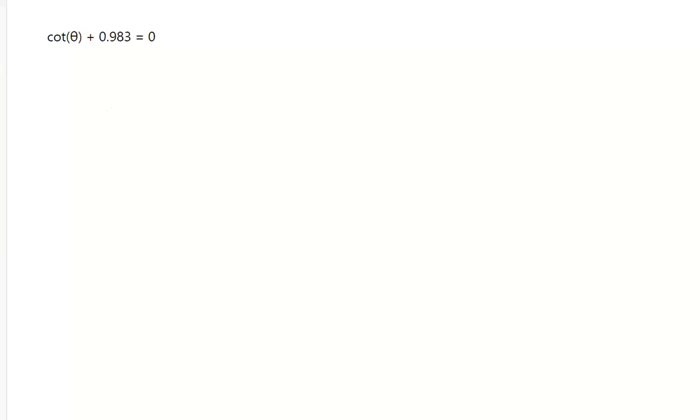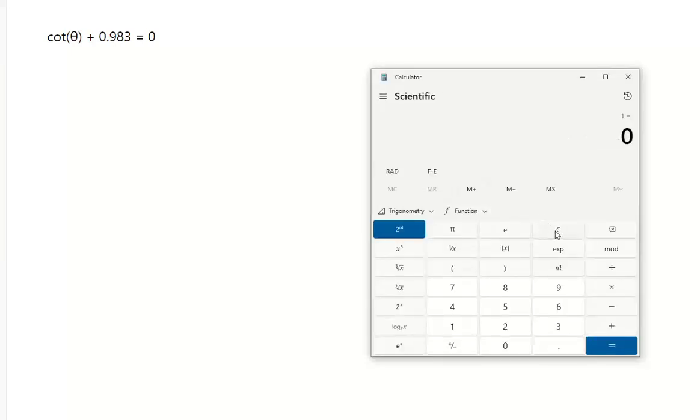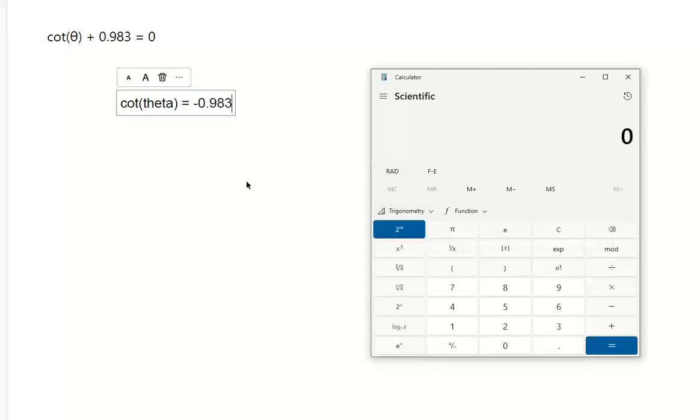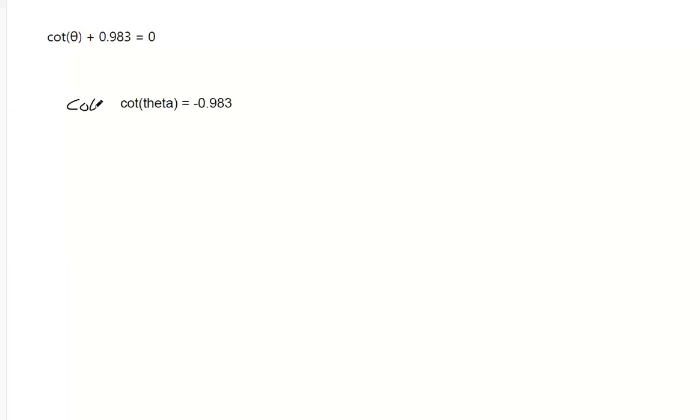Okay, so solving this with a Windows calculator, subtract 0.983 from both sides. So you get cotangent of theta equals negative 0.983. To get theta by itself, we want to apply inverse cotangent to both sides, because the inverse of an original function cancels out, right?